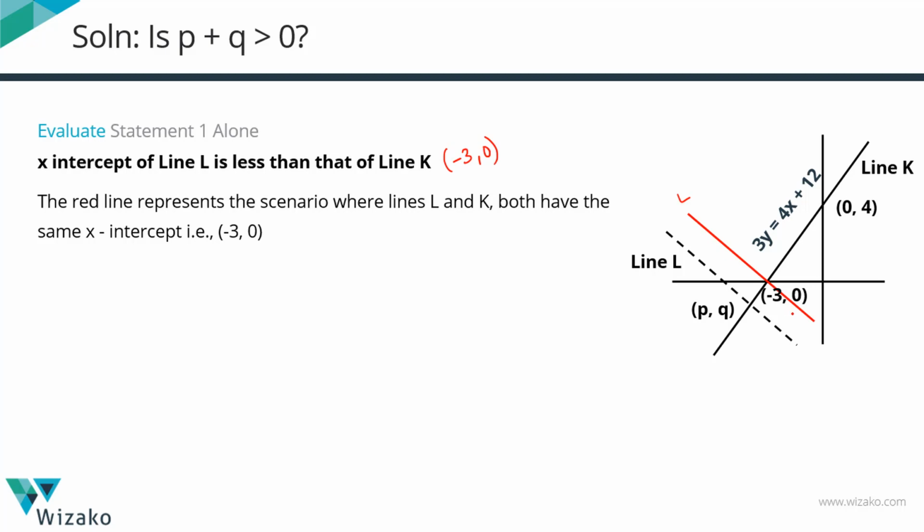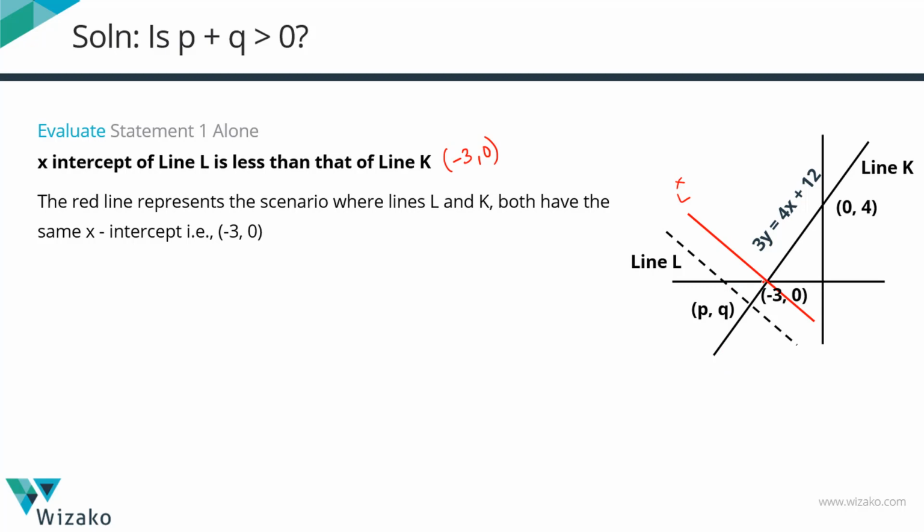If line L had been this line, which had the same x-intercept as that of line K, the point of intersection is going to be at (-3, 0) for both these lines. They both have the same intercept, therefore they'll have to meet here. But this statement says that line L's x-intercept is less than the x-intercept of line K. Line K has (-3, 0) as the x-intercept. So the x-intercept of line L has to be lesser than -3, which means it has to be to the left of the x-intercept of line K, which means this is obviously not our line L. This is what our line L is.